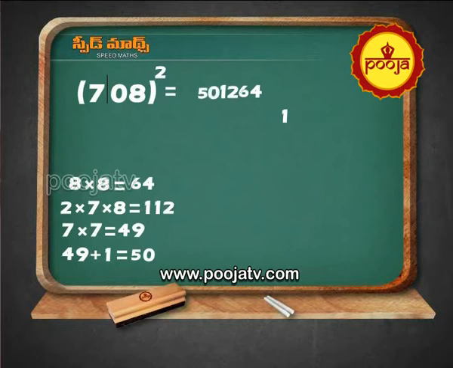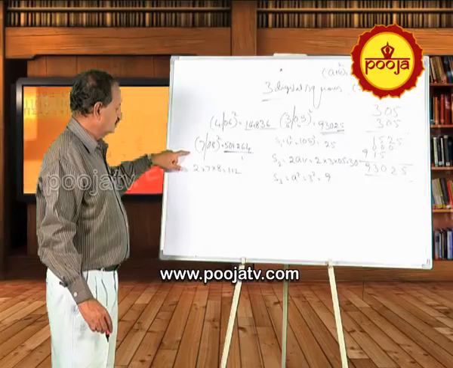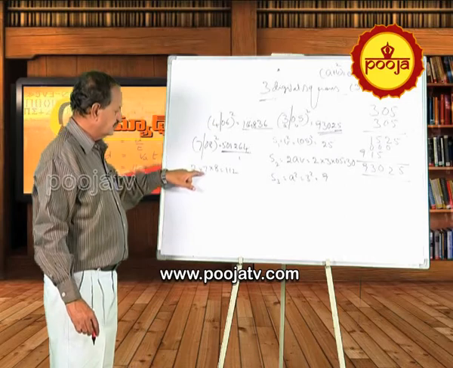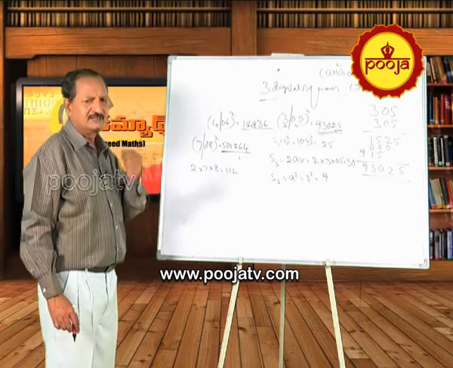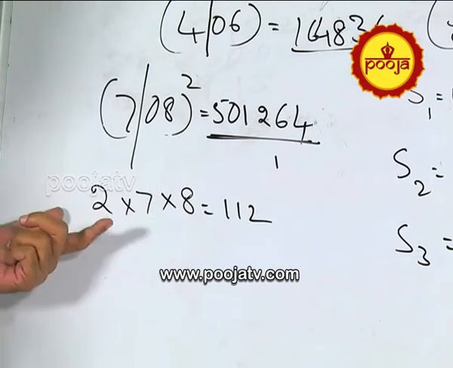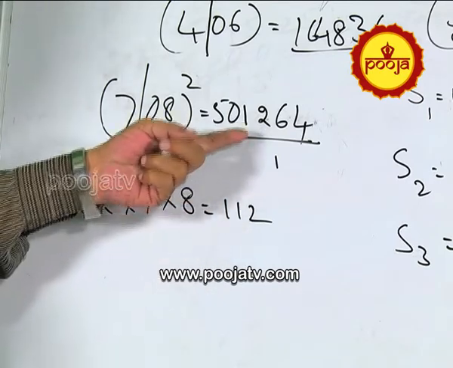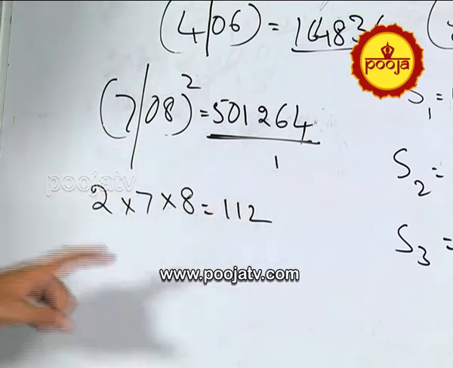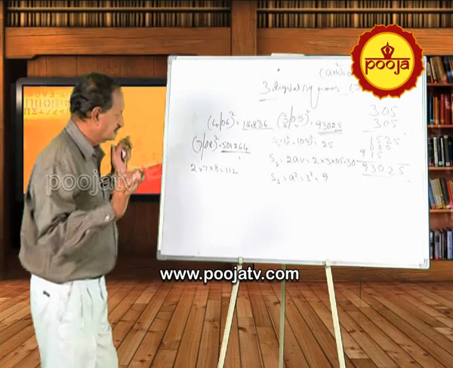708 square, 8864, right. Next, 2 into 7 into 8, because 2 sevens are 14, 14 eights, a little bit of trouble for somebody, come like this. 8 into 7, 56, 56 into 2, simply 112. Write 12 here, keep 1 outside, and 7 sevens 49, 49 plus 1 is 50, okay. Now, I will show you some more examples.